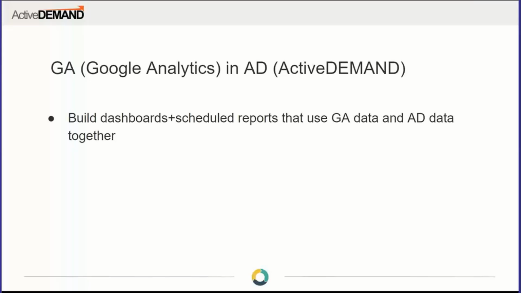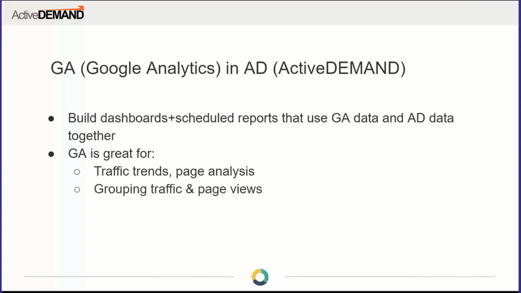The idea here is that we're going to build dashboards and schedule reports that use a combination of Google Analytics data and ActiveDEMAND data together. This is really using these two platforms for their strengths. Google Analytics is fantastic for traffic trends, page analysis, kind of grouping some of that stuff together. Really, website performance analysis, just website, right? Or apps if you've got an app as well.